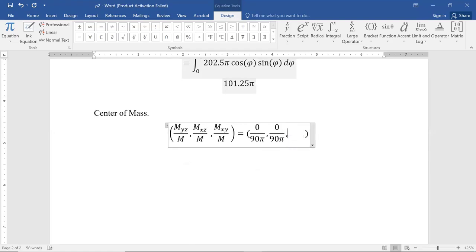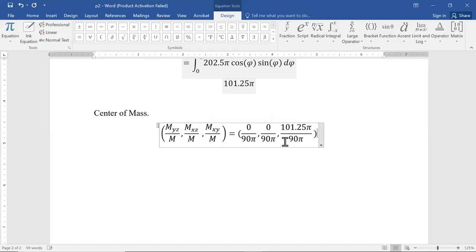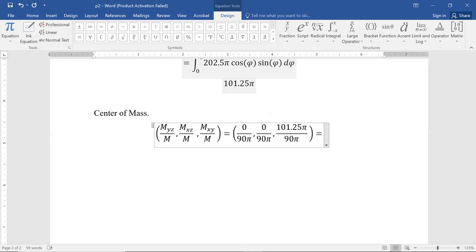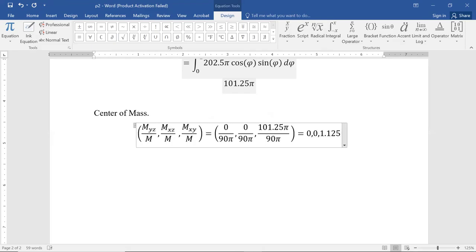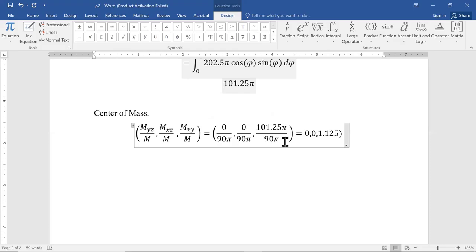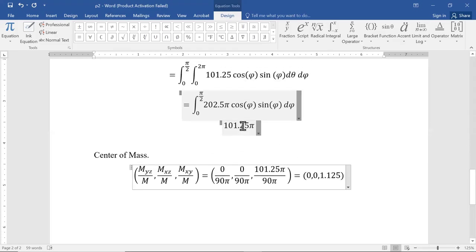And your z value is 101.25 pi divided by 90 pi. And if you simplify that, 101.25 over 90 gives you 1.125. So there we go. There's the point, which is the center of mass.